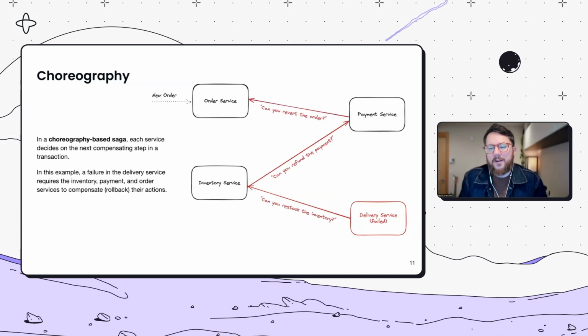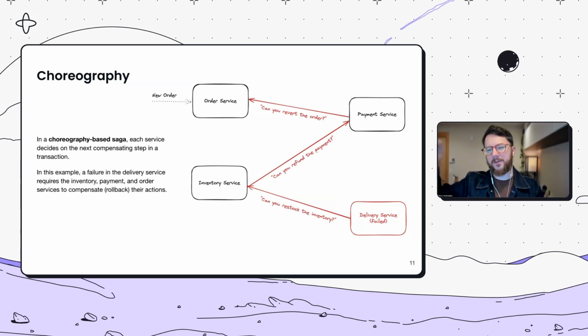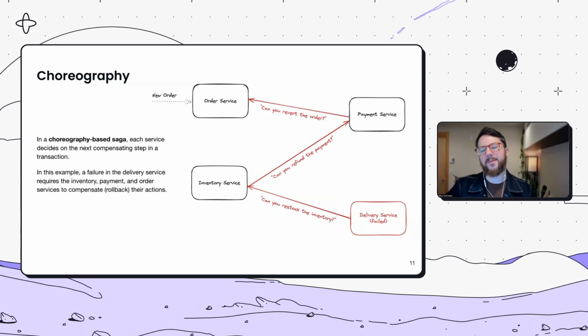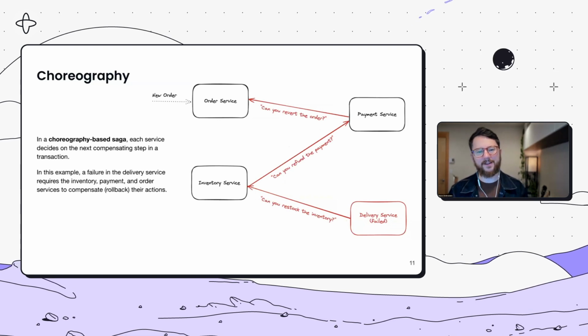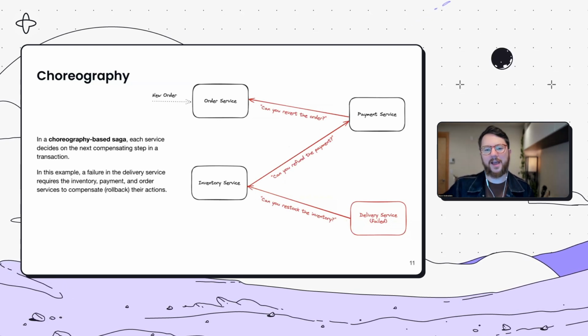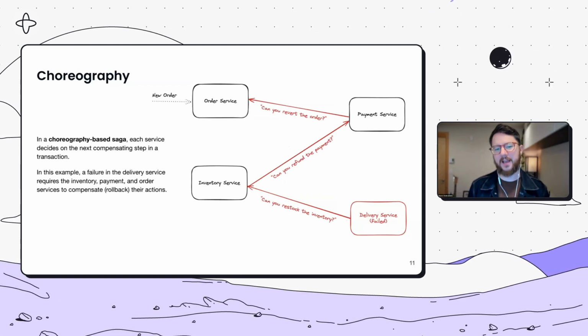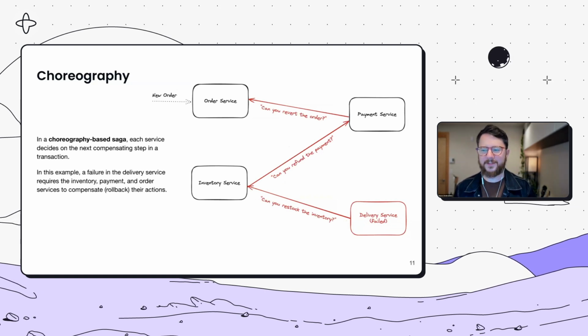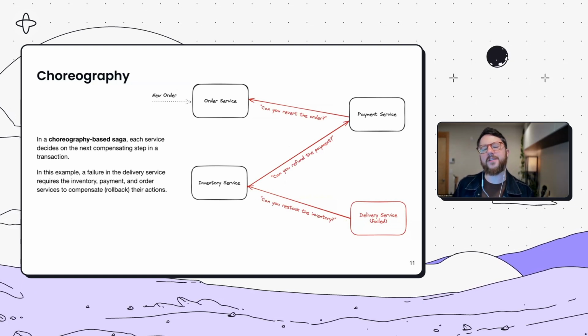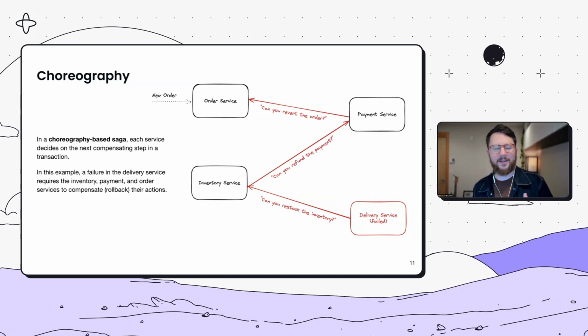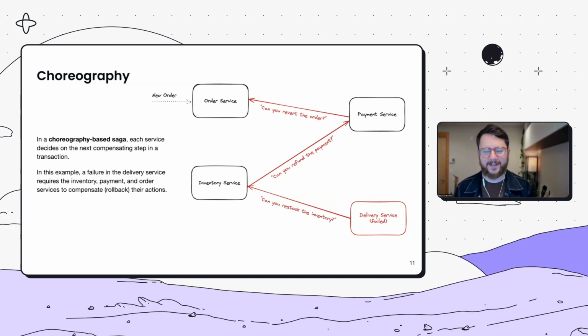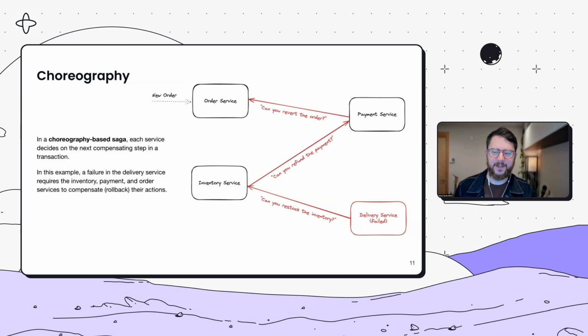How does Saga look in choreography? Well, just like the happy path where you had the order service contacting payment, payment contacting inventory, inventory contacting delivery, in a choreography-based Saga, each service decides on the next compensating step in a transaction. So to take the same example, delivery service fails. And let's say the delivery service fails unrecoverably. So we're not waiting for retries. Let's say the delivery service gave some kind of junk response back. Something is wrong, right? We can't proceed with the order.